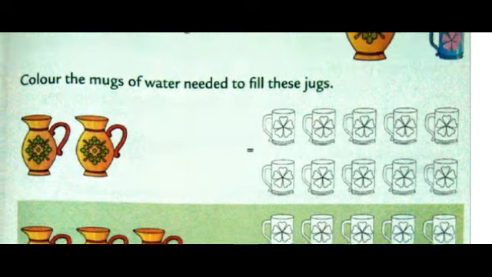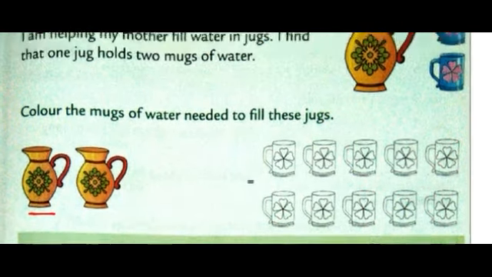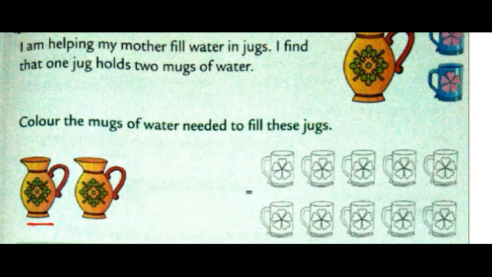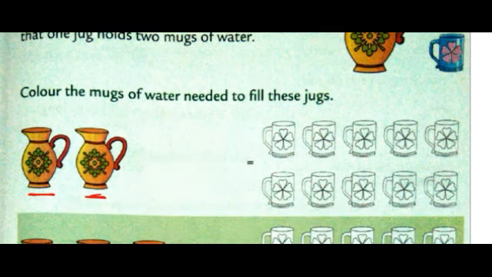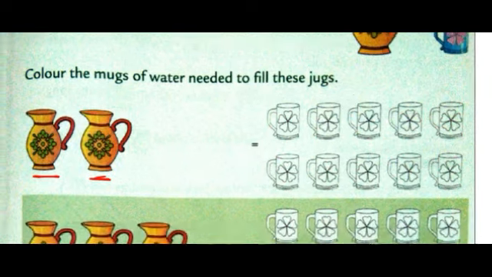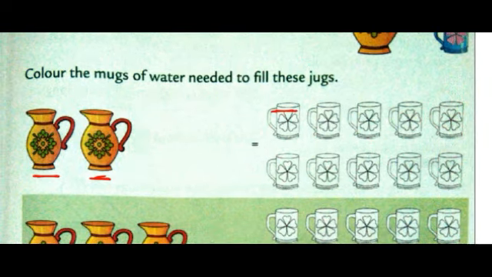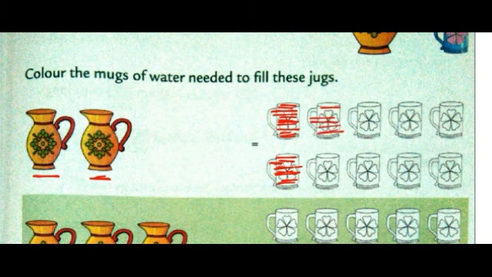So now, as told above, one jug holds 2 mugs of water. That means 2 jugs will hold 4 mugs of water. So we need to color 4 mugs this way. You can color it of your own choice. 1, 2, 3, 4. So according to this, one jug holds 2 mugs of water, so 2 jugs will hold 4 mugs of water. Let's see the next one.